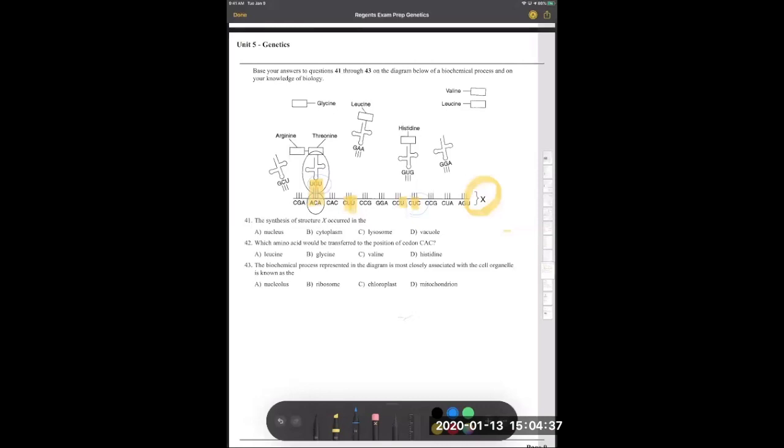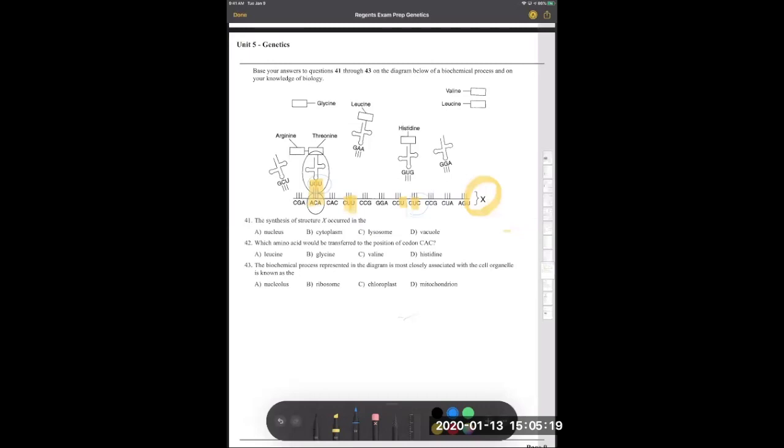Let's take a look at the statement again. 41, it says the synthesis or the formation, right, from smaller parts into a larger part of structure A occurred. Now, if you pay attention to this, it says occurred, not ended up, so to say. Occurred the synthesis, so the beginning. Okay, let's paraphrase this. This strand started as that strand. Where did it start? Where did it occur? That is the question.